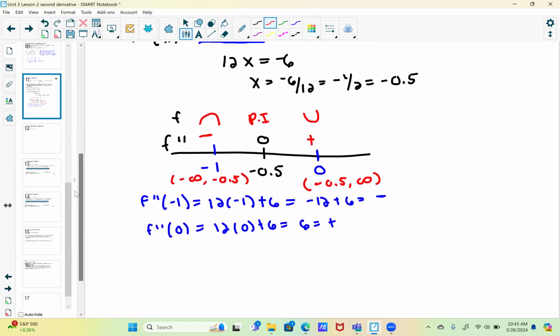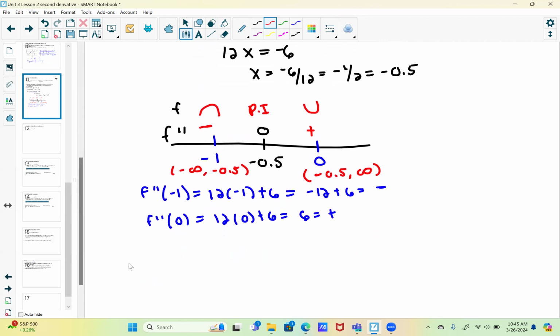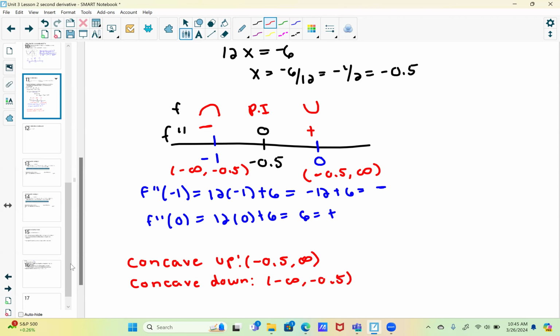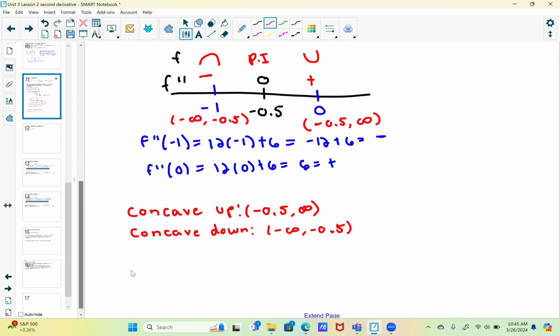So some questions may also ask you, where is my function concave up and concave down? And if they do, we do this sign chart. And then we could say our function is concave up from -0.5 to infinity, and it's concave down from -infinity to -0.5.